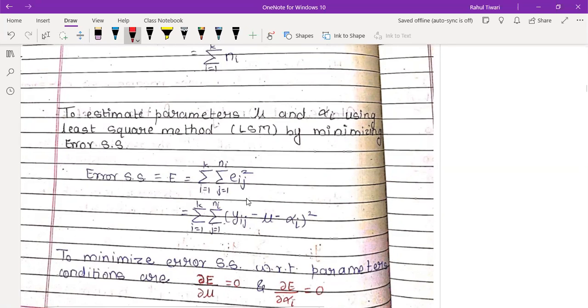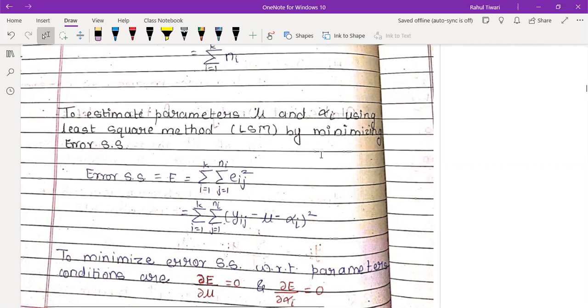So what is the minimization condition? Error sum of squares is equal to summation i running from 1 to k. I will not always say 1 to k, j; I will simply say summation over i and j. Just remember i is running from 1 to k, and j is running from 1 to n_j. Just remember like this, okay? So summation over i and j, e_ij whole square.